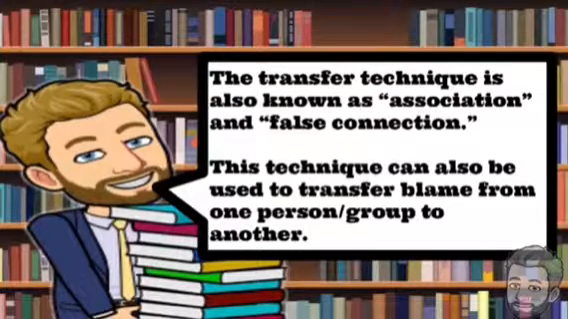Now, one of the more important ways that this technique is used is to transfer blame from one group or person to another, kind of like scapegoating, which we learned about earlier this past semester.